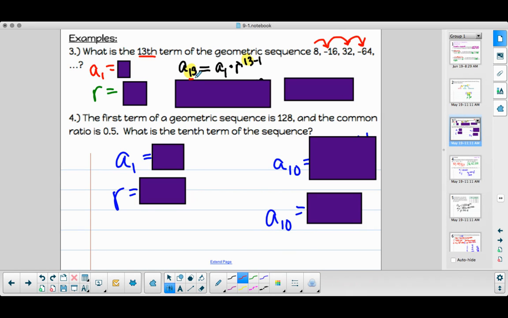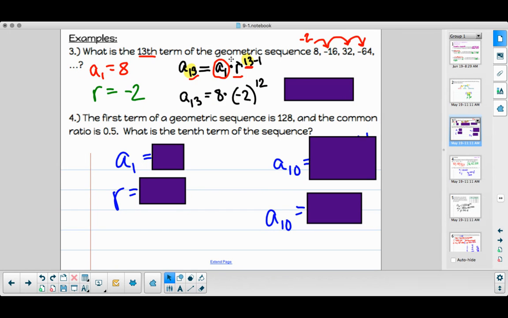The things that we need for this formula, first of all, we're looking for the 13th term, so that's why this number here is 13. And then we need to know the first term, A of 1, times R, which is the common ratio, which we just said is -2, to the 13 minus 1 power. Again, if we're looking for the 13th term, we're actually raising r to the 12th power. So our first term is 8, and our common ratio is -2.